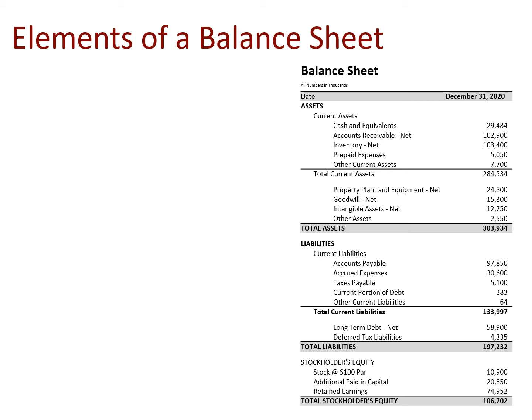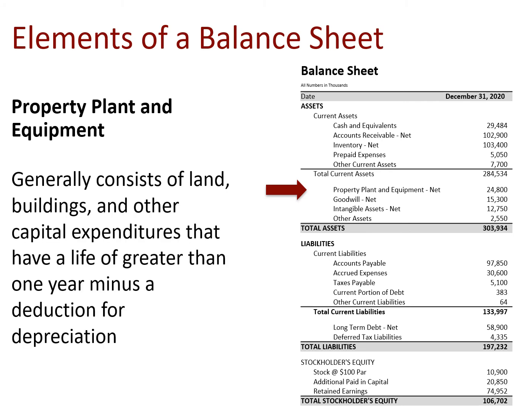Listed below current assets, you have what we refer to as non-current assets or long-term assets. Basically, assets that are not expected to be converted into cash within a given period. The first listed here is property, plant, and equipment. Property, plant, and equipment generally consist of land, buildings, and other capital expenditures that have a life of greater than 1 year. And if it says net, typically that's minus a deduction for depreciation.